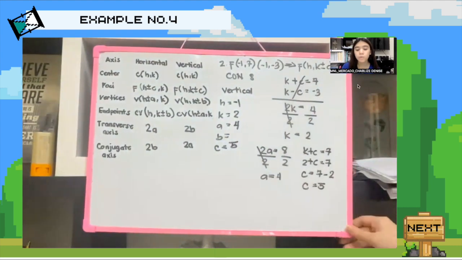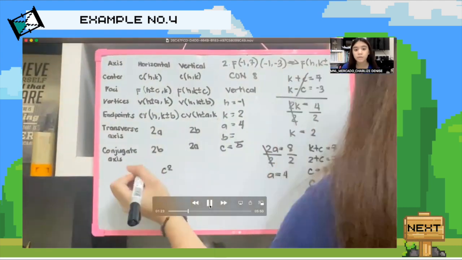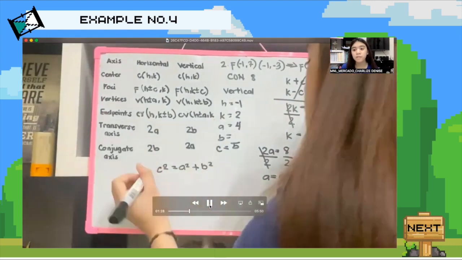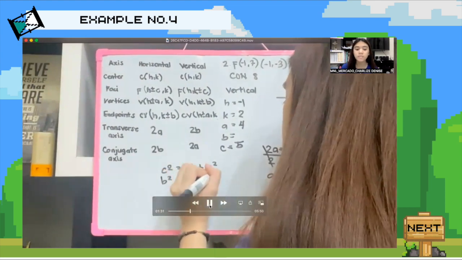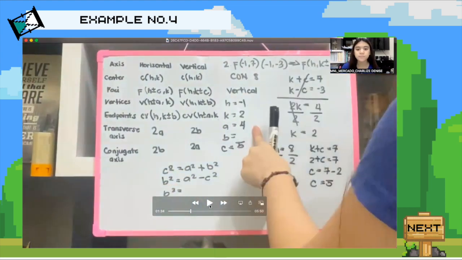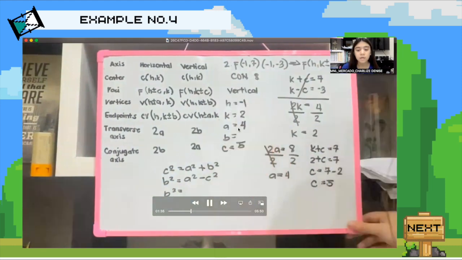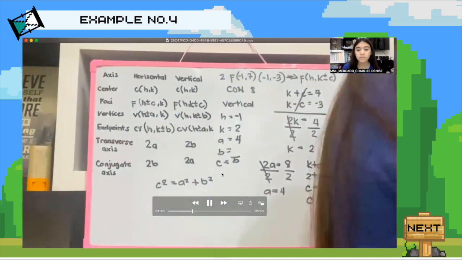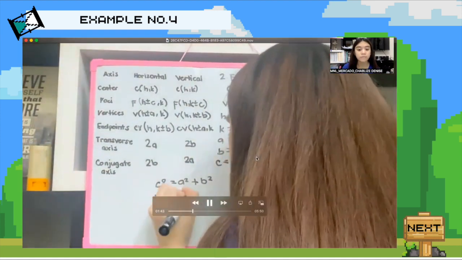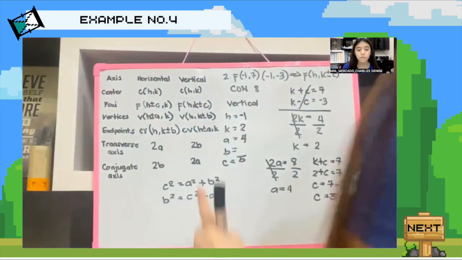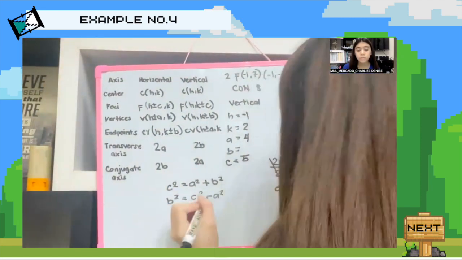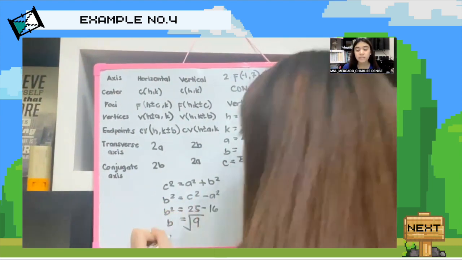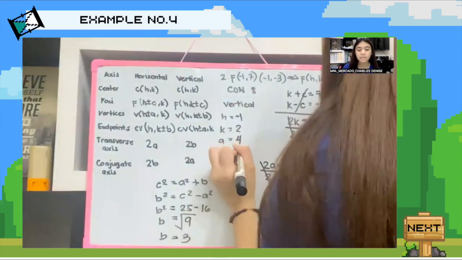And now we know the value of c, so we can use the Pythagorean theorem, which is c squared is equal to a squared plus b squared. In order for us to find b, we will use the equation b squared is equal to c squared minus a squared. Our a squared is 16, since we square 4, which is 16. And we also need to square 5, which is 25. So 25 minus 16 is equal to 9, and the square root of 9 is equal to 3. So our value of b is 3.